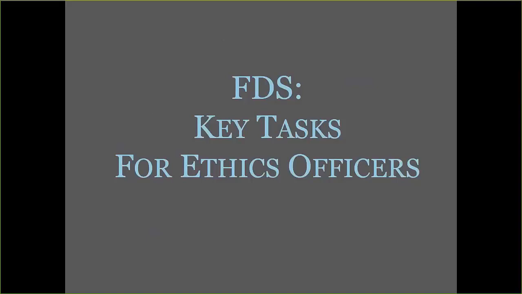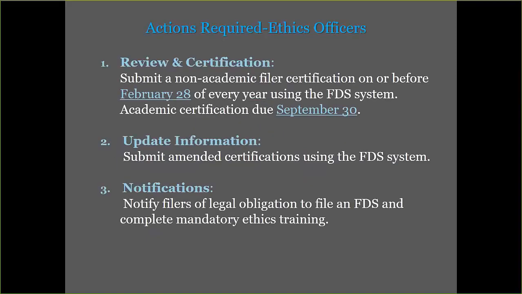So with that overview information packed into your brain pan, let's look at some of the key tasks that ethics officers need to perform in order to manage all of these filers. The first and perhaps the most important is your annual review and certification to us. Once a year, ethics officers have to review the list of all of the active filers in their agency, make any updates and changes, people who have gone, people who've joined, and certify that to us every year by the end of February.